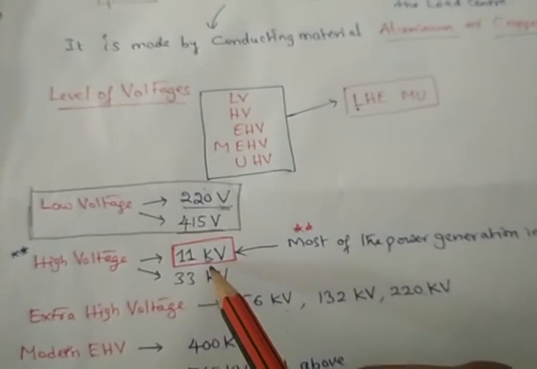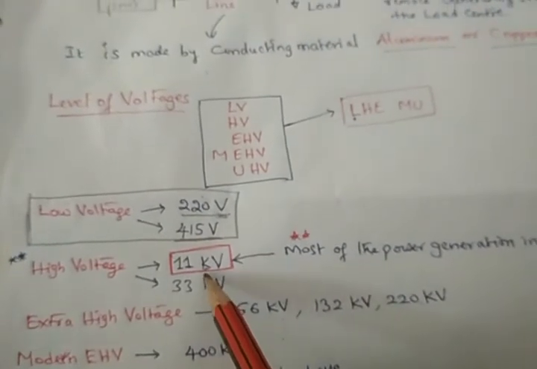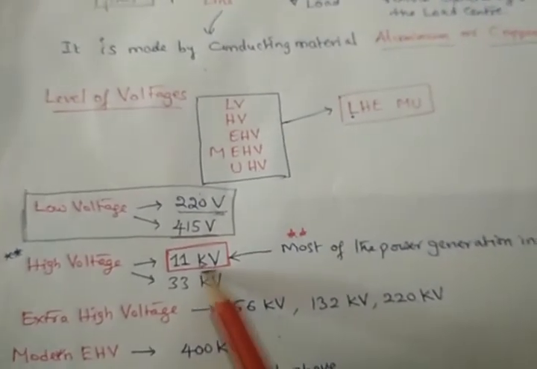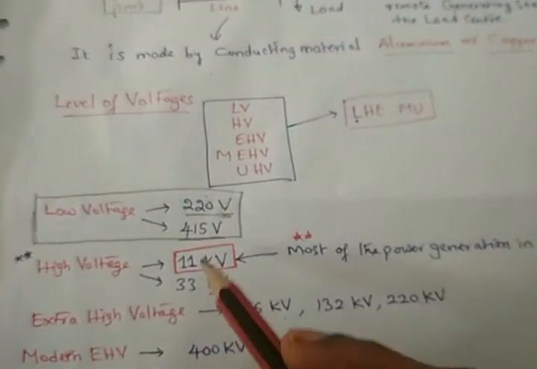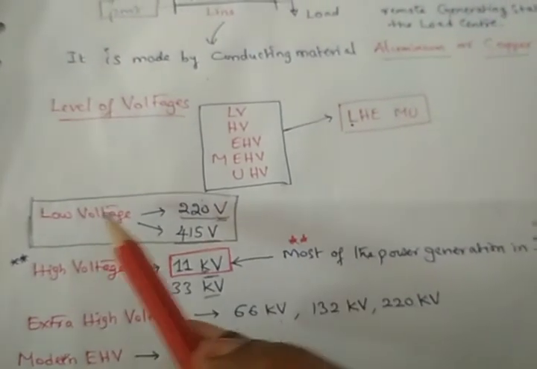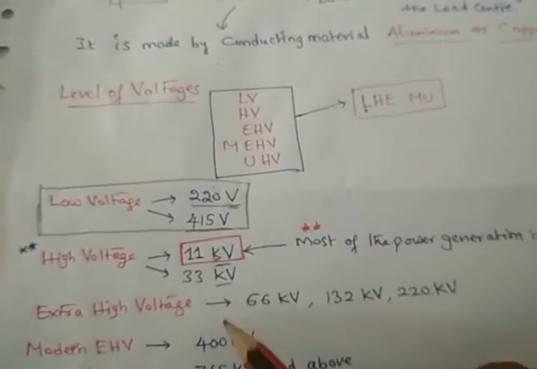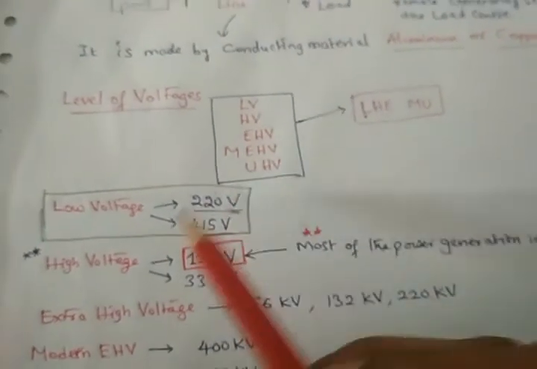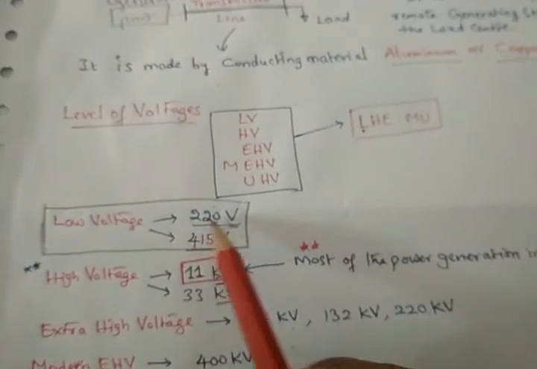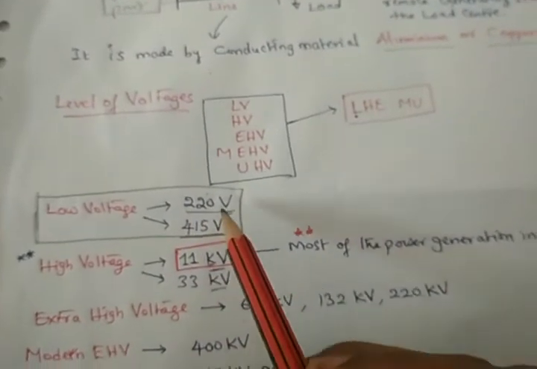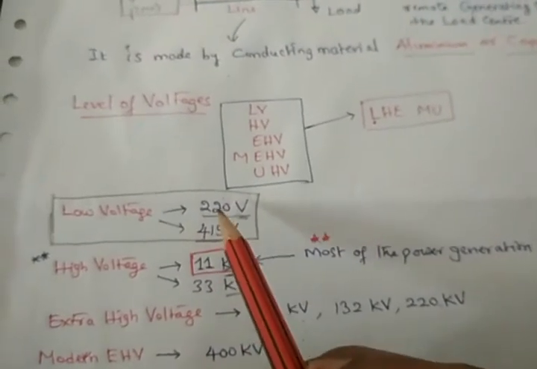So the units there will be in terms of kilovolts. You identify here kV. Okay, so the other voltage levels other than low voltage will be in terms of kilovolts. So that is the main difference here. So low voltages will be 220 to 415 volts. So these two will come under low voltages.